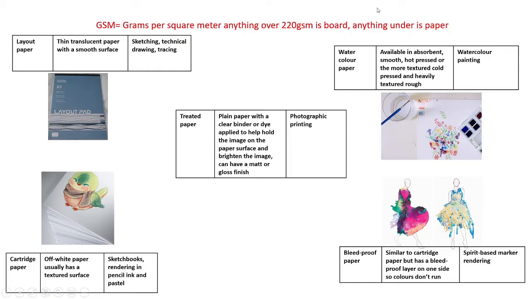Next you've got watercolour paper. So this is available in absorbent or smooth. So it is heavily textured. And basically it will allow you to do watercolour painting, so it won't bleed the paint at all. It will hold the paint very, very well.